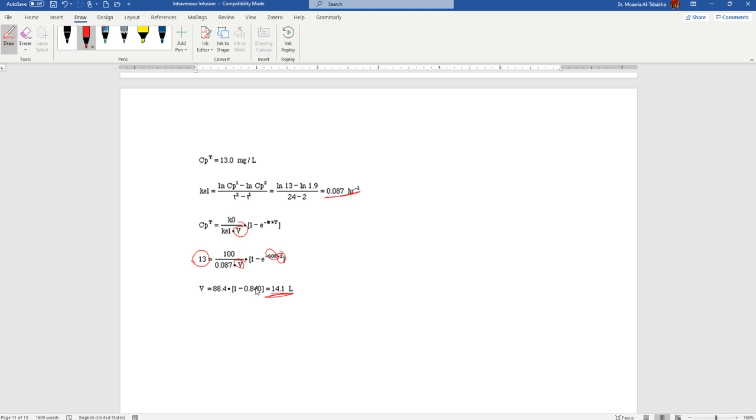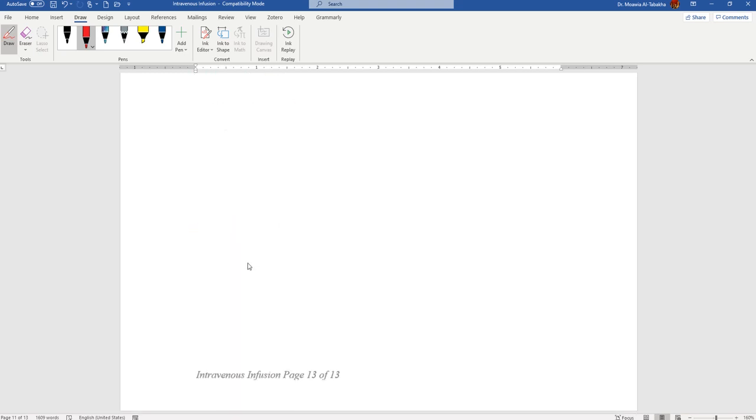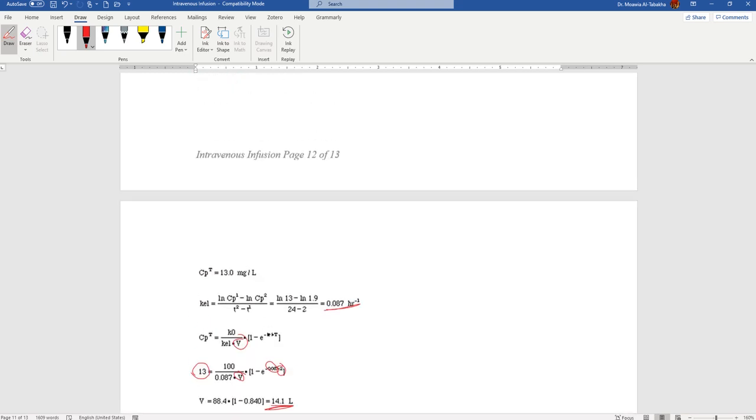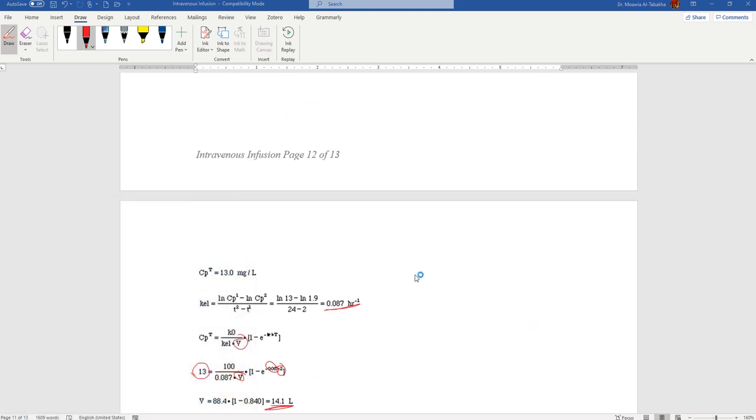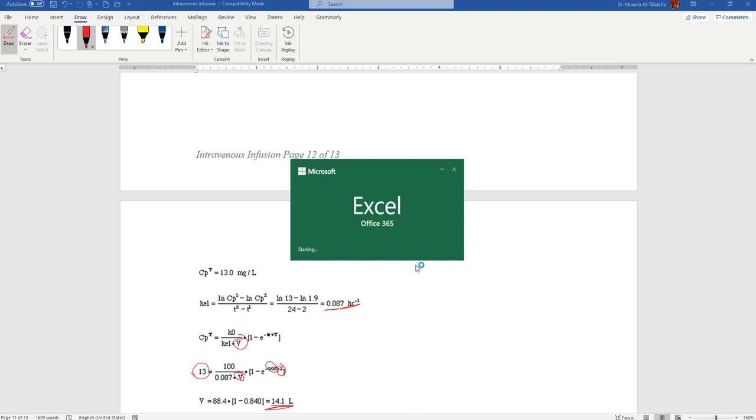Okay, can I try the same thing in the Excel file? Let's try it together before we end our second part. We'll try it with Excel and try to understand what is happening. Okay?